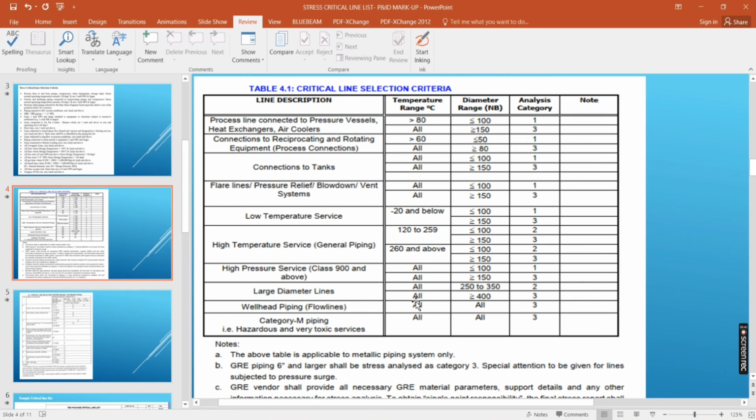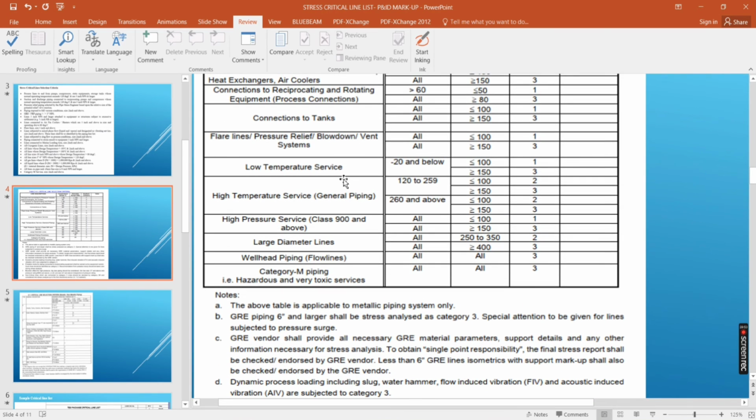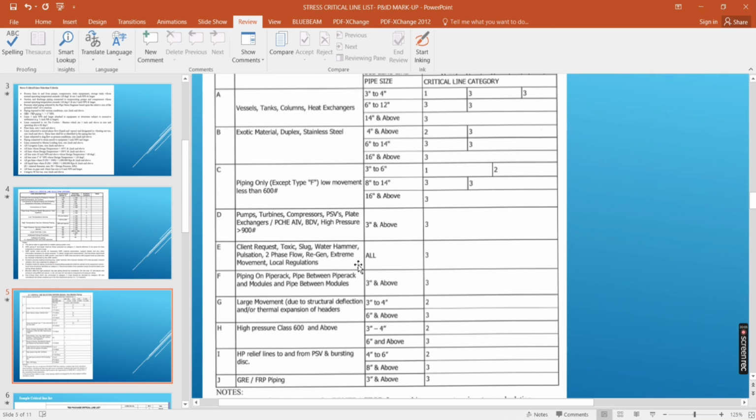And other criteria, it depends on the project. You see, based on the temperature and line size, it will vary. Okay. And low temperature, cryogenic lines. All cryogenic lines 2-inch and above shall be considered, that is minus 46 degrees C. So all cryogenic lines shall be considered for the stress analysis.